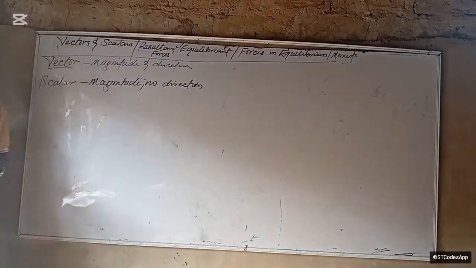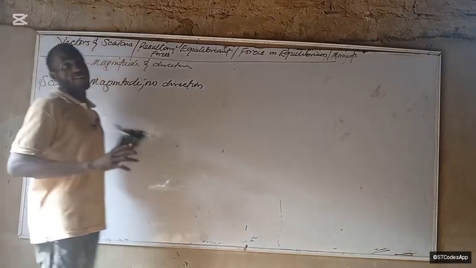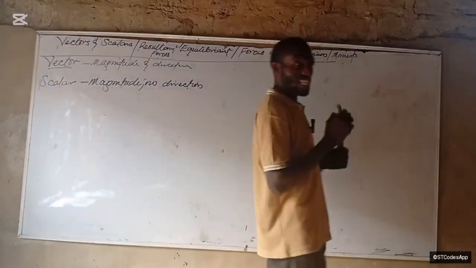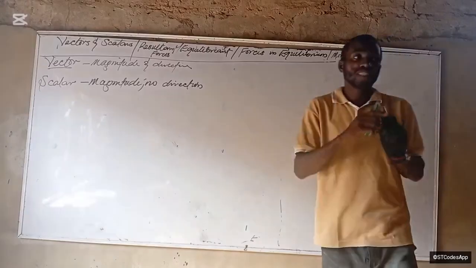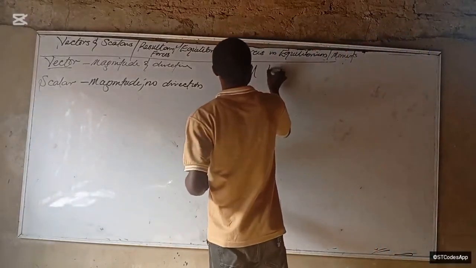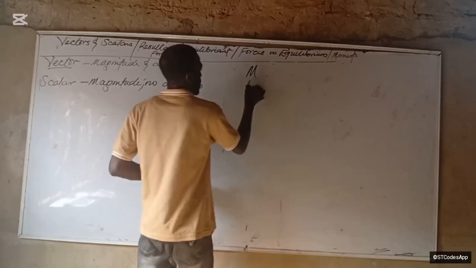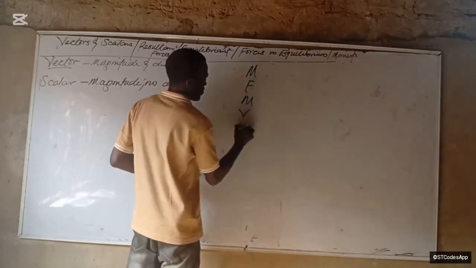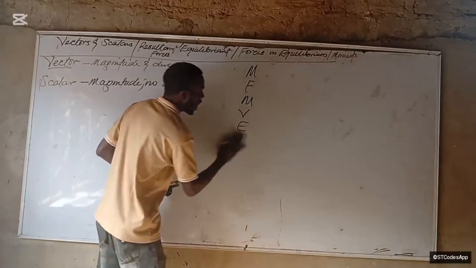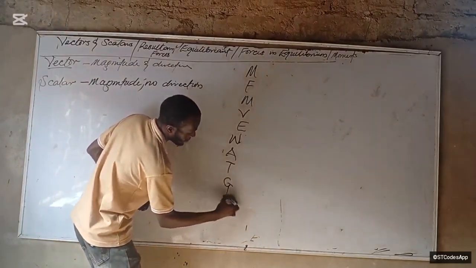So let me give you a list of quantities now. The ones I want to give you are going to be all vectors. The rest that you see in your exam will be scalar. So let's use the mnemonic M, F, M, V, W, the what gem.